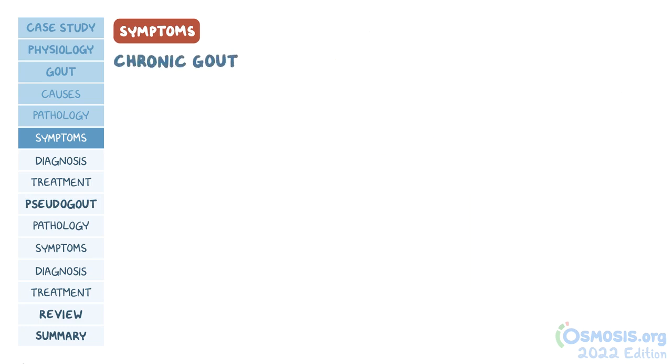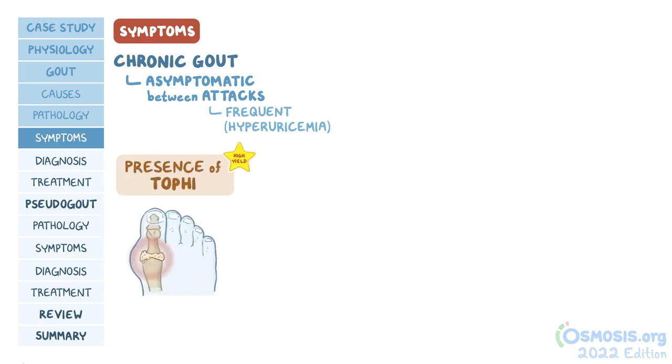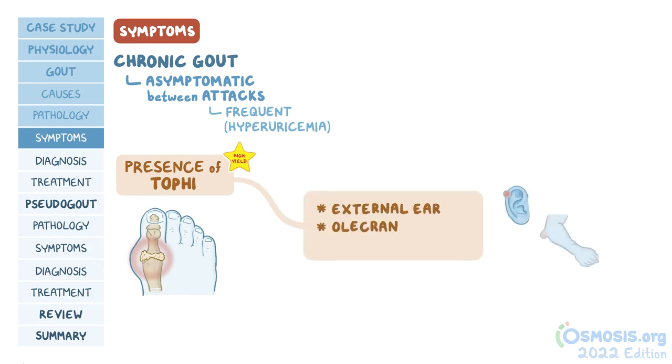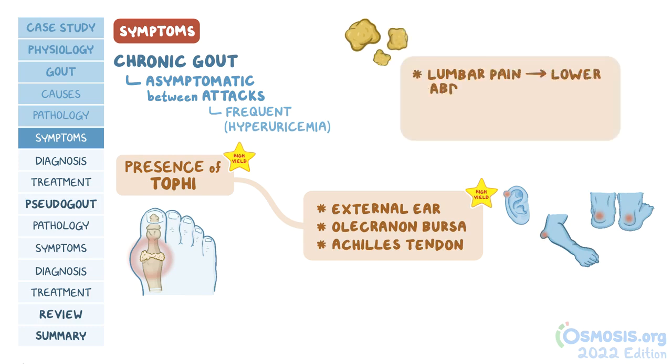Chronic gout, on the other hand, can be asymptomatic between gout attacks, which can occur quite frequently if the cause of hyperuricemia is not dealt with. The clinical picture is dominated by the presence of tophi around the affected areas. Sometimes these tophi can develop in unexpected places, like the external ear, olecranon bursa, or Achilles tendon. If, in time, people develop uric acid kidney stones, they might present with symptoms like lumbar pain that radiates to the lower abdomen and groin, pain on urination, and hematuria.